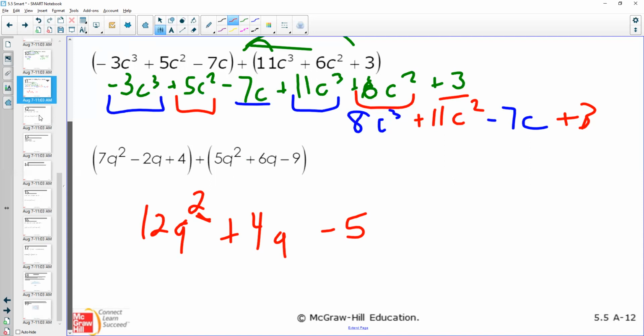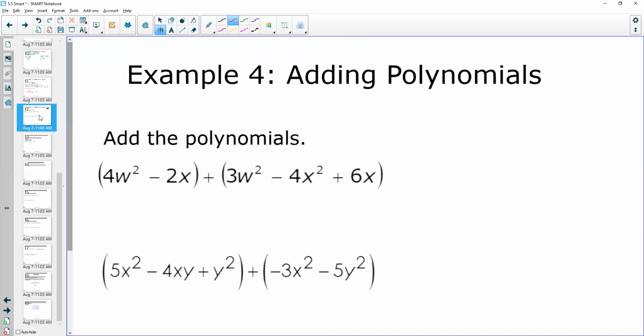So in the next one, I'm going to add the same way. I'm just going to pay attention to signs. I just switched those slides around. That's what happened. I got myself out of order. Okay, so you try these ones.